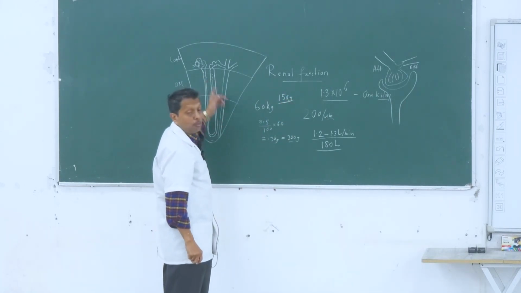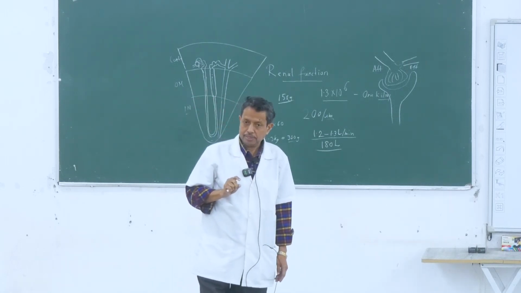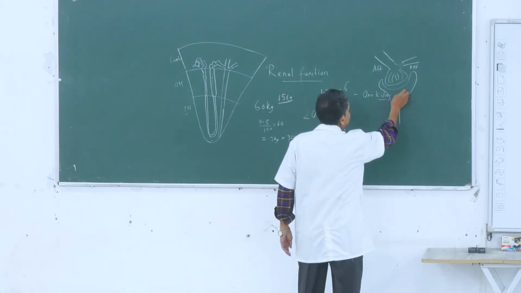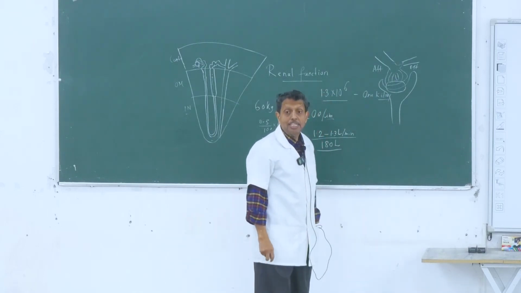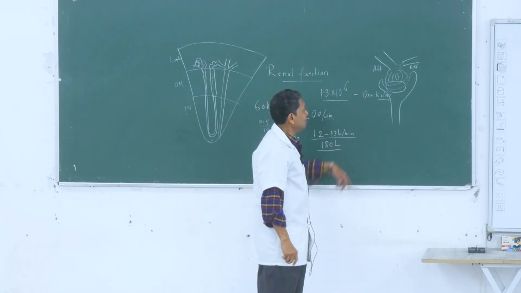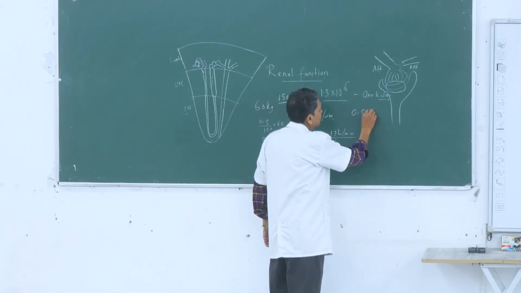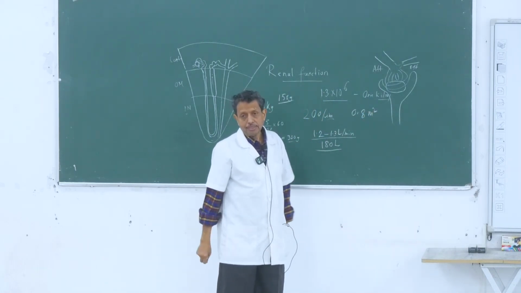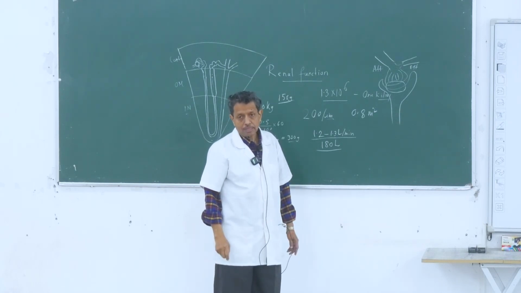Now the cellular composition: a single layer of epithelial cells is present. You have to be interested in this part. There is a filtration bed, and both kidneys together have a space of 0.8 square meter, roughly 1 square meter, through which the filtrate is coming.